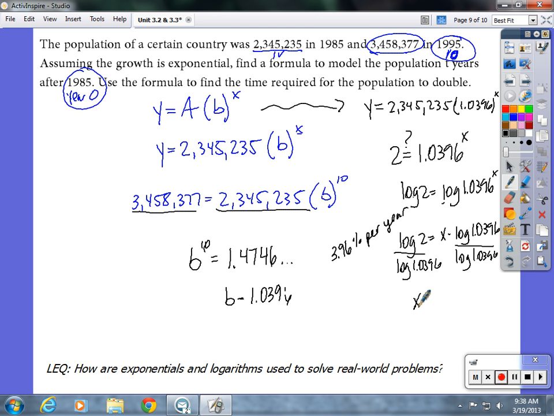So x ends up equaling the log of 2 divided by the log of our previous answer, and that ends up being 17.85 years after 1985.